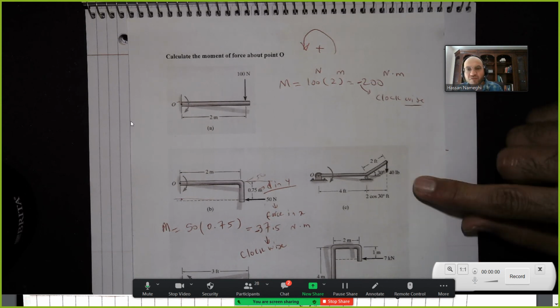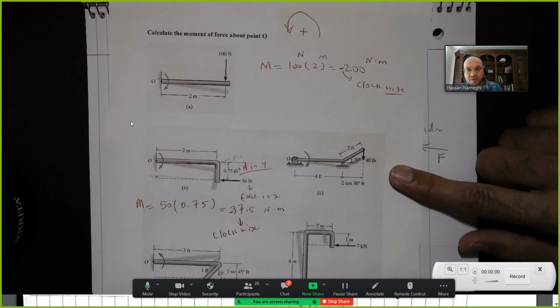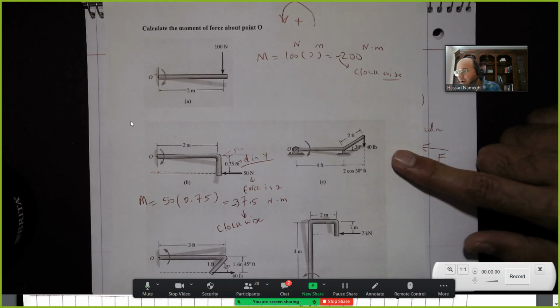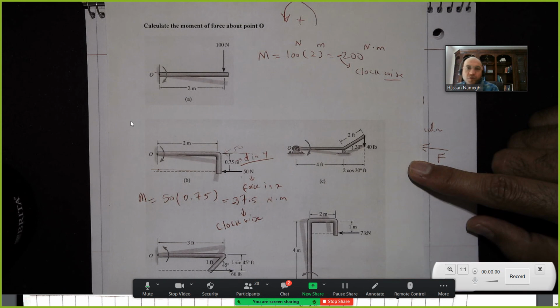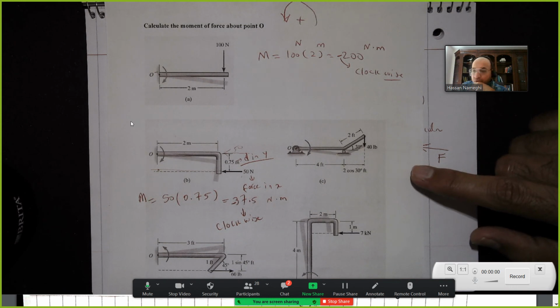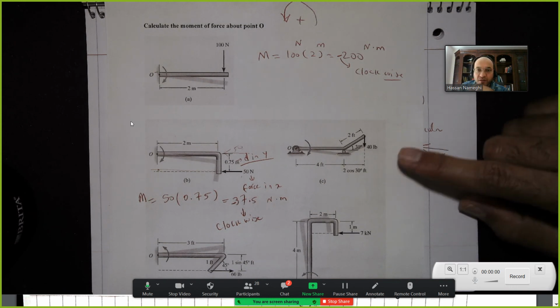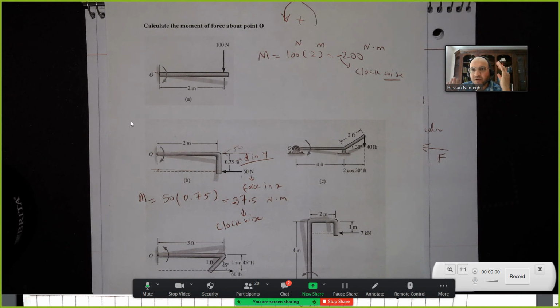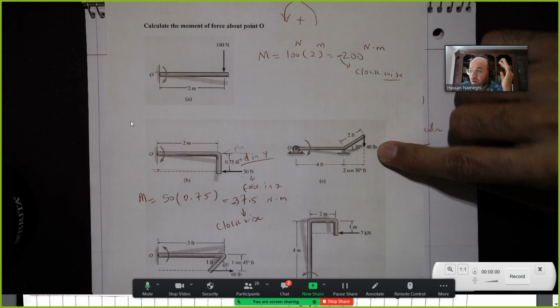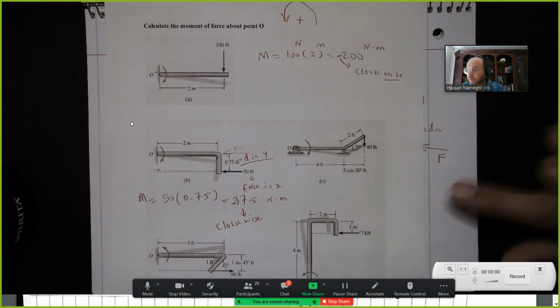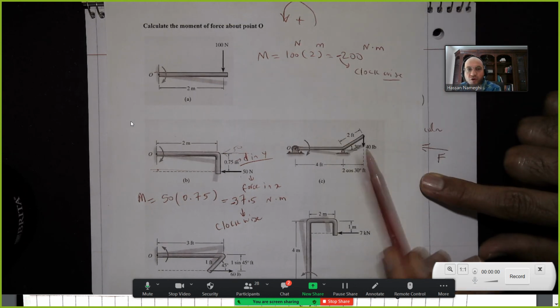Now, let's make the problem a little bit harder. In this case, I have 40 Newton going down, and I'd like to find the rotation about point O. I'm looking for the perpendicular distance. The force is in y, so the distance I need to find will be on the x. So now I need to go from the force all the way to the point, because the rotation is going to happen from here all the way to here.